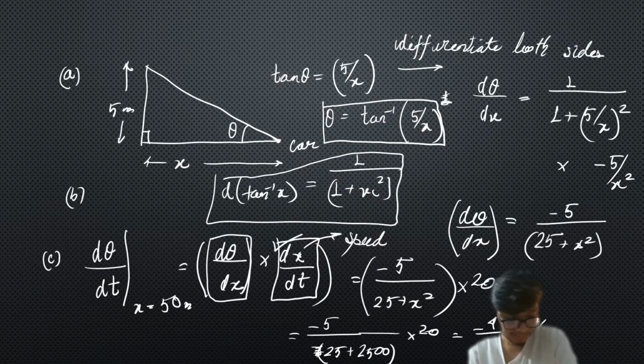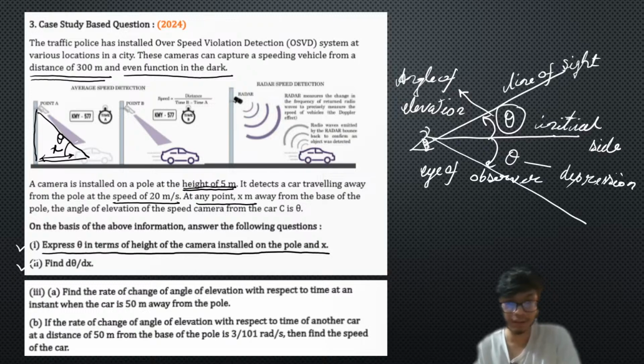Very simple problem, right? So we found the value of the rate of change of angle of elevation with respect to time at any given instant when the car is 50 meters away from the pole. Now in this third part, we also have one more part.